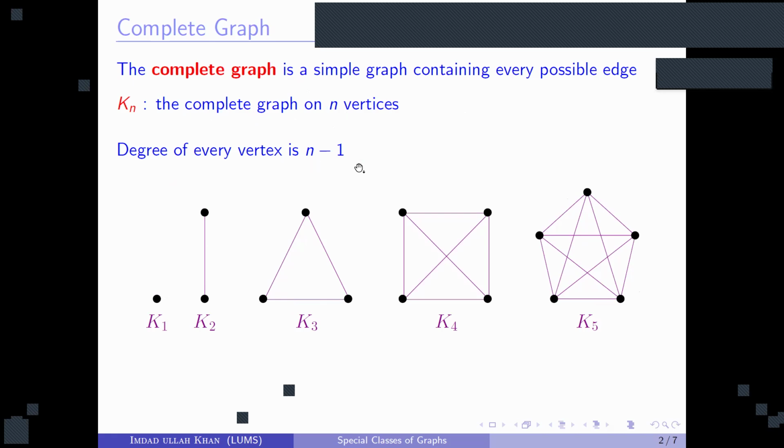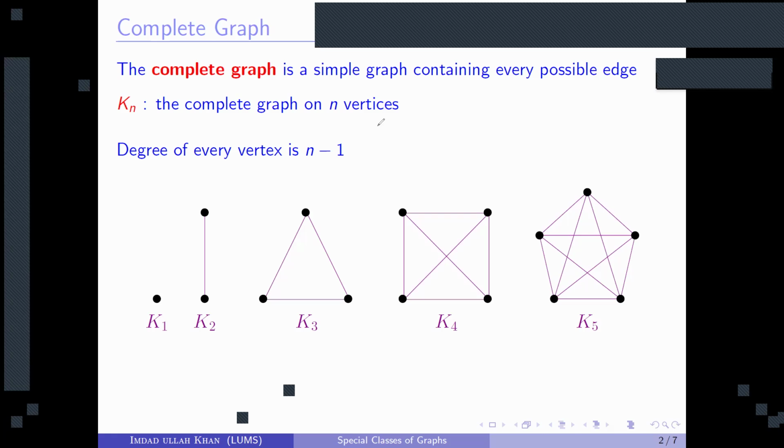Kn, with n in the subscript, means a complete graph of n vertices. The degree of every vertex is n minus 1. What will be the total degree of the graph? How many vertices are there? K is the name of the graph, and the number of vertices is n. Each vertex has degree n minus 1, so n times n minus 1 is the total degree of the graph.